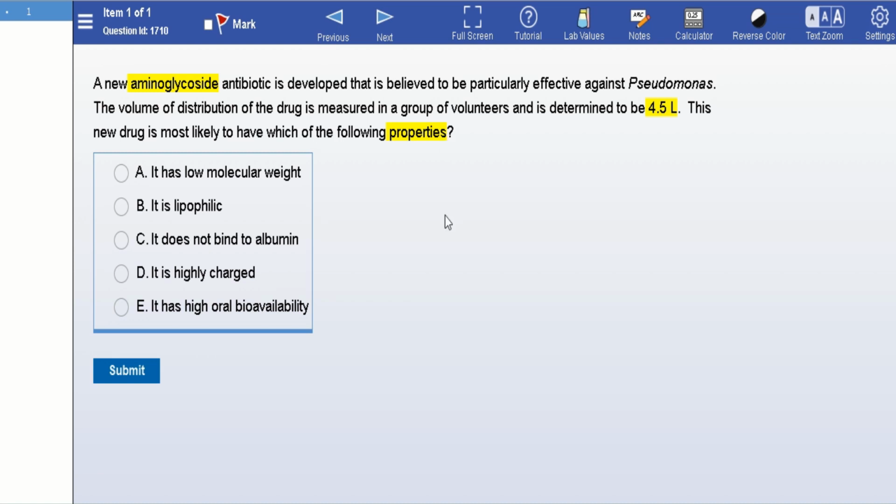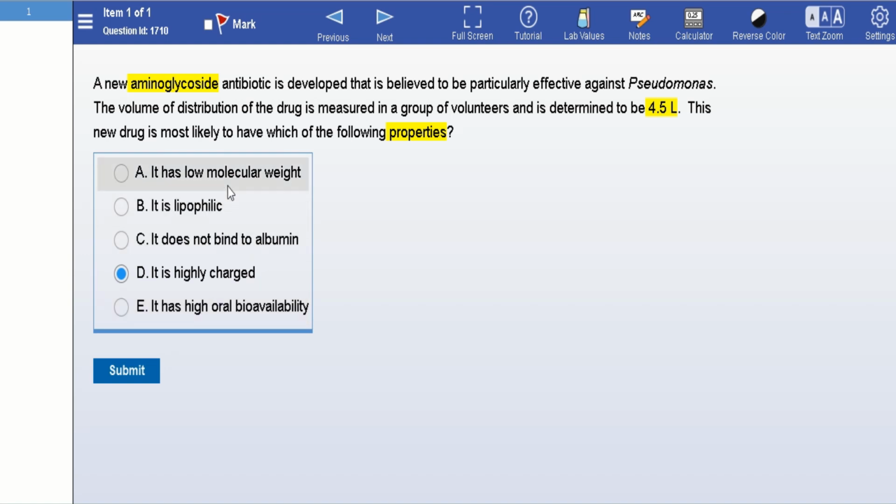Either because you realize that aminoglycosides are hydrophilic, which everybody knows, but you might not. Another way to solve this question is to recognize that 4.5 liters is a relatively low volume of distribution, which is essentially the plasma volume. So if you realize that 4.5 liters means that this drug is primarily contained within the plasma compartment and hasn't left it, then this drug must be highly charged, right? None of these other answer choices is correct.